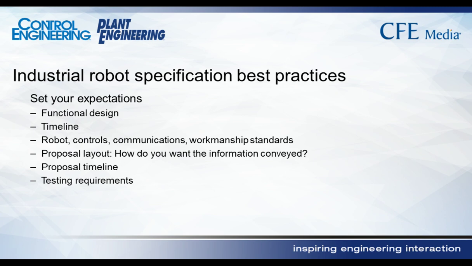The main objective of the industrial robotics specification is to set your expectations early for designing a system. These things should include the functional design of the system, timeline that you're expecting the system to be installed and proven in, what types of robots or control systems need to be in place, the types of communications that the system is going to use, and what type of workmanship standards.